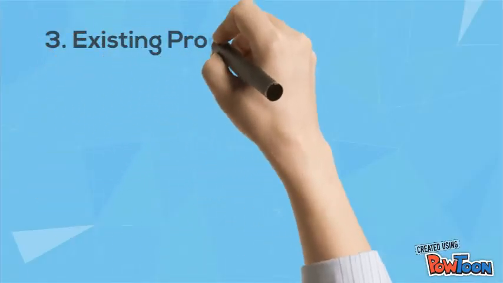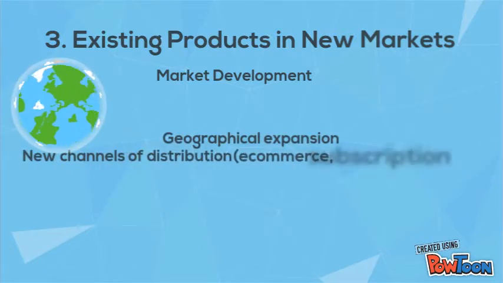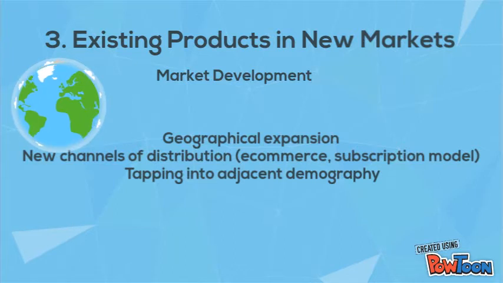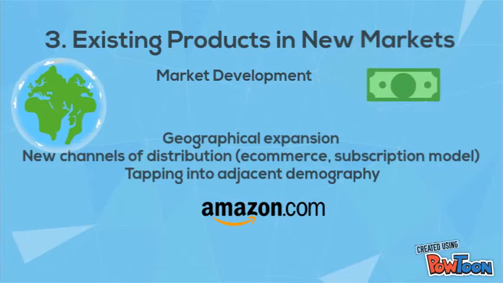The third strategy is existing products in new markets, or new market development. Geographic expansion is one of the typical ways it can be achieved. It can also be achieved by adding new channels of distribution, such as e-commerce or a subscription model, or also tapping into a distant demographic.